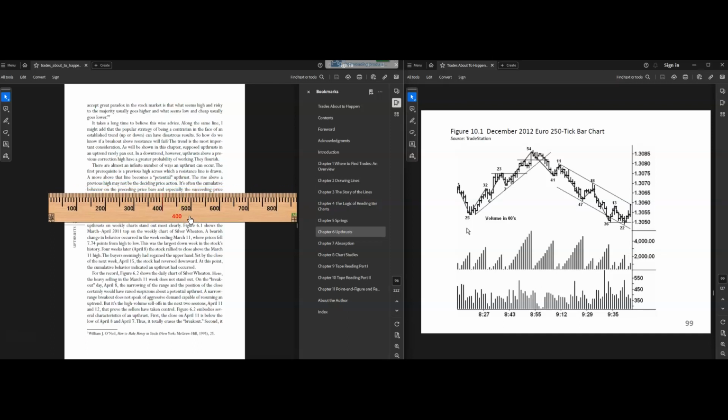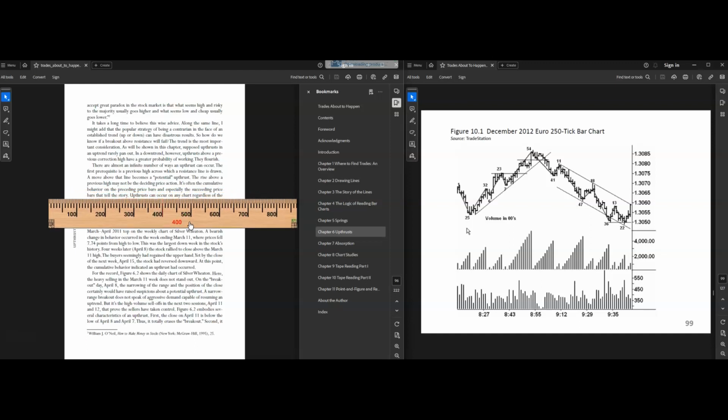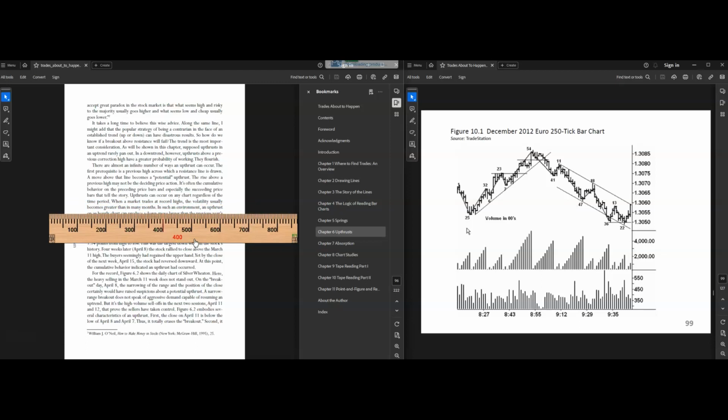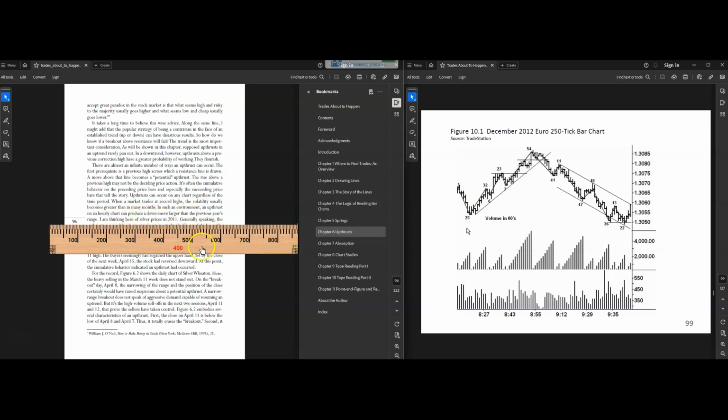It is often the cumulative behavior of the price bars, especially the succeeding price bars, that tell the story. The succeeding price bars, what do they need to do? No follow through. That's the key. No follow through, come back within the range. Upthrusts can occur in any chart regardless of the time period. When a market records new highs, the volatility becomes greater. All right. So in such an environment, an upthrust on an hourly chart can produce a down move that's quite large. Okay.